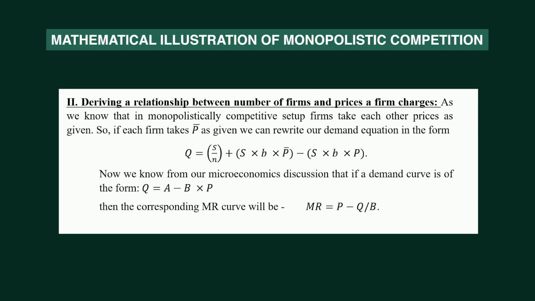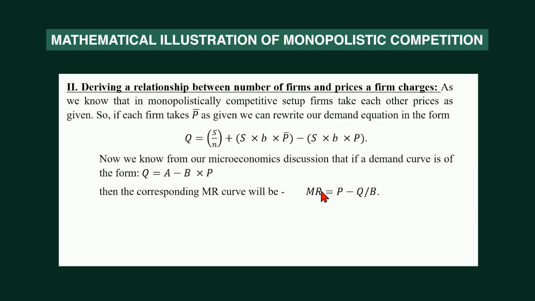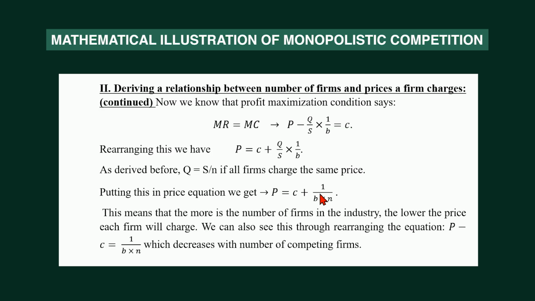And this has some similarity with the standard demand function Q is equal to A minus BP. If you calculate the marginal revenue from this demand function, then MR is equal to P minus Q by B. So that's the idea. So now how to get the equilibrium? This is very standard. Equate MR and MC. That was my MR, and I already know that the MC is equal to C. So therefore, MR is equal to C, and now you get the equilibrium price.